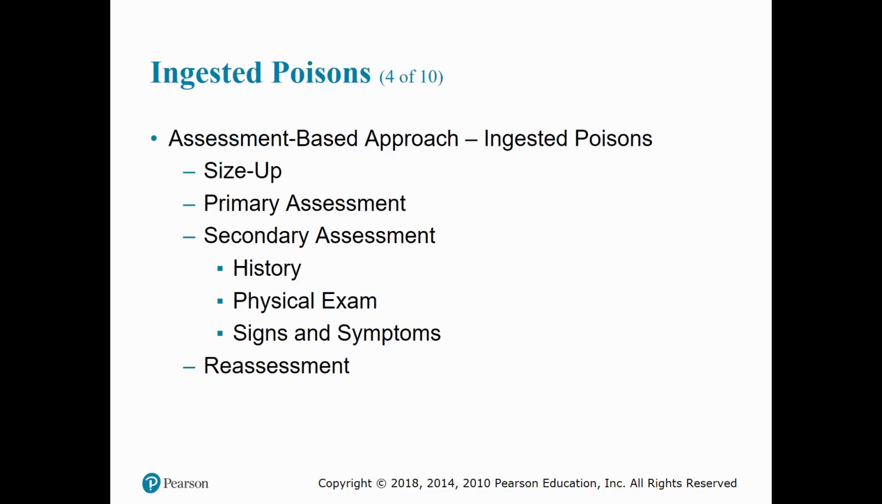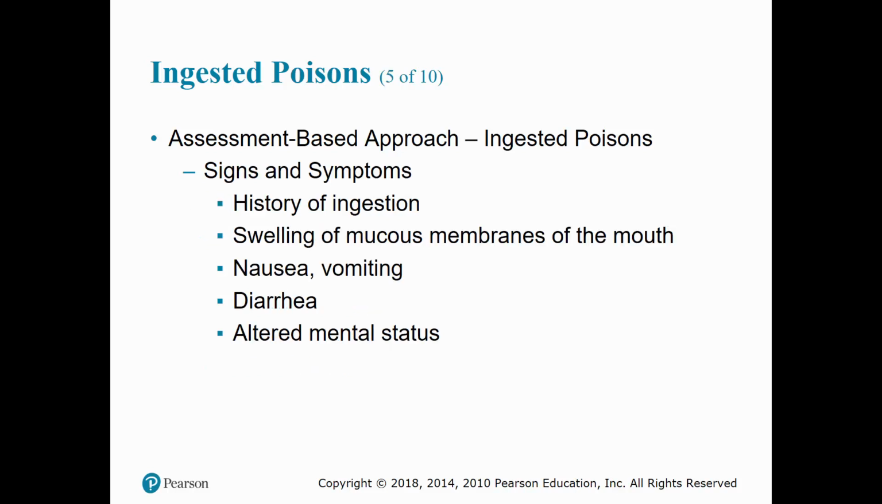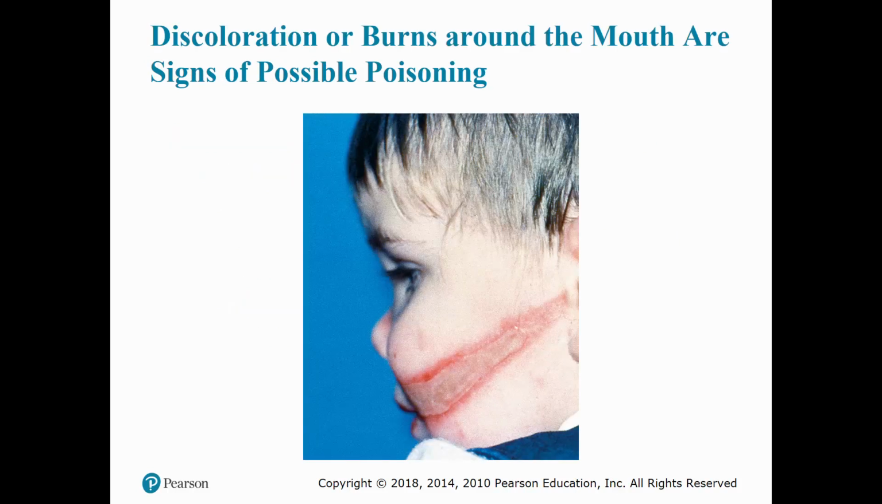When assessing a patient who has ingested some type of poison, you want to make sure that you do a good scene size up. Make sure that you're not going into something that you could potentially get harmed in the process. Go through, check your ABCs, your secondary assessment, go through your history, physicals, look at your signs and symptoms, such as did the patient have a history of these type of acts, any nausea or vomiting, diarrhea, and altered mental status. Look for any injuries, because certain poisons can cause discoloration or burns around the mouth.